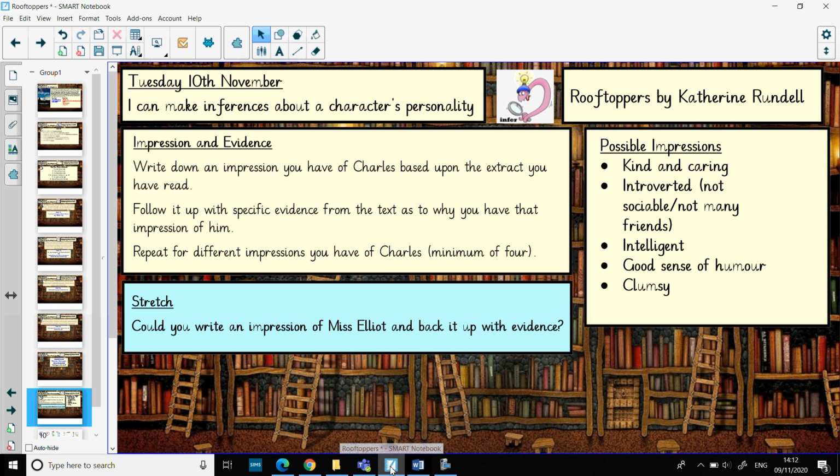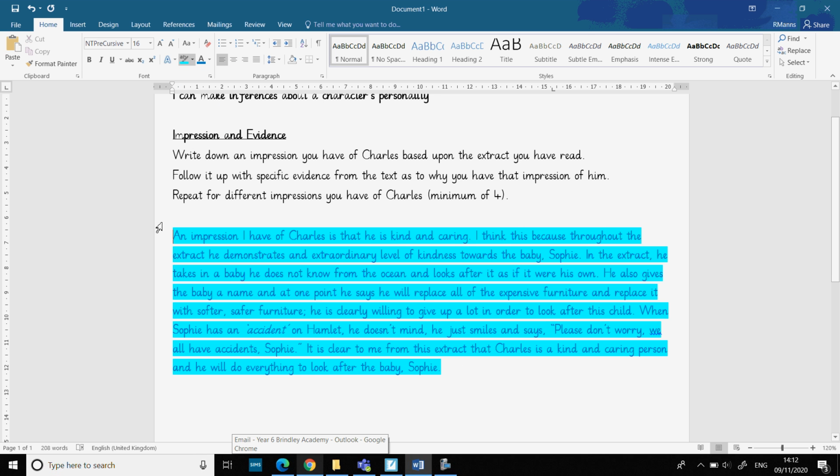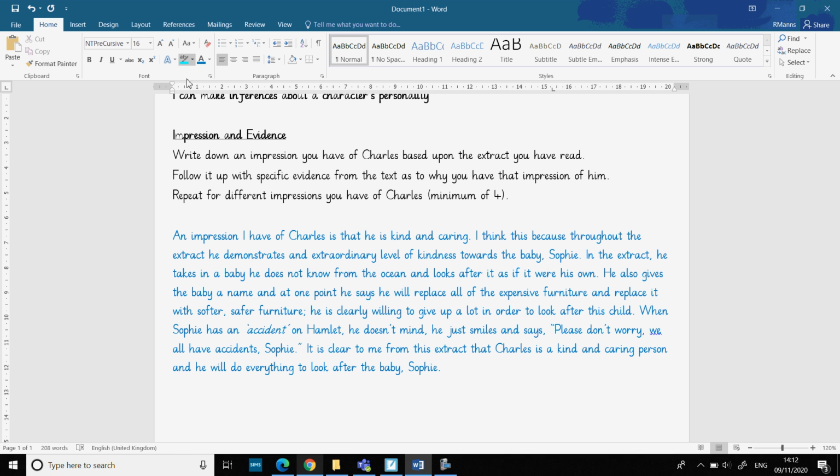And what I'd like you to do is have a go at doing 4. You can do kind and caring as one, try a few more as well, back it up with evidence in the way I have done, and then that's you giving your impressions of Charles, and referring to the text in terms of saying what he does and doesn't do. You don't need to directly quote from the text, as long as you reference things that happen in the text for your reasons, then that's fine.